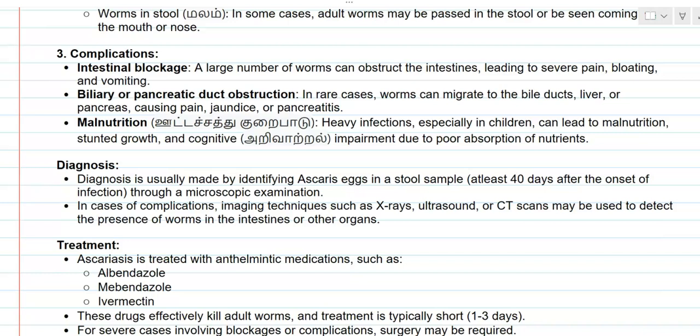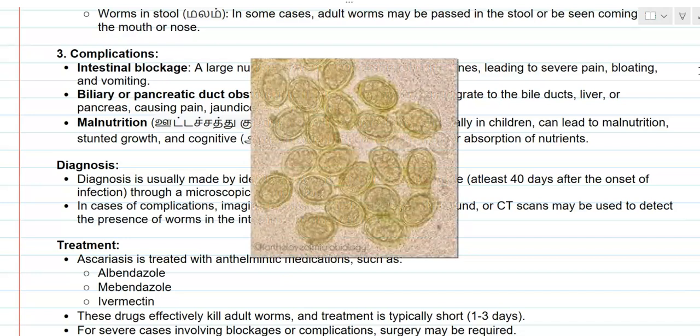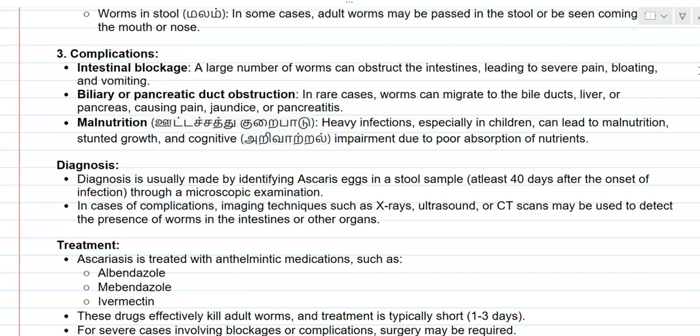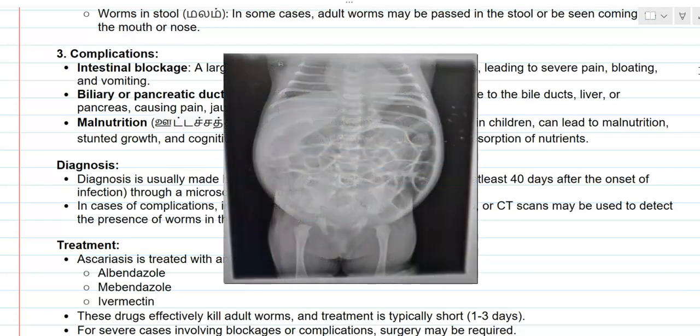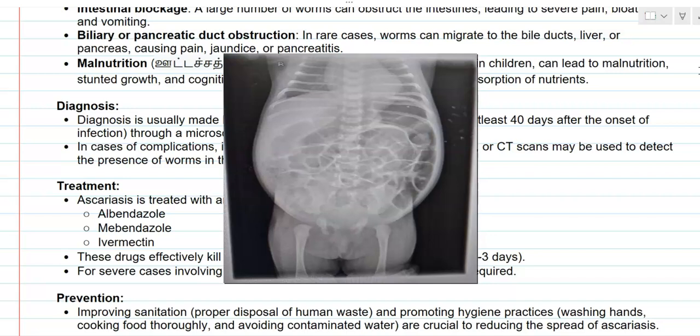Next, we look at the diagnosis of this particular organism. The roundworms can be diagnosed in the egg stage, mainly in the stool samples, at least 40 days after the onset of the infection. This can be done with the help of a microscopic examination of the stool samples. In certain complicated cases which I have listed earlier, that is in an intestinal blockage or in a pancreatic duct obstruction, we need to go for other imaging techniques such as X-rays, ultrasound or CT scans.